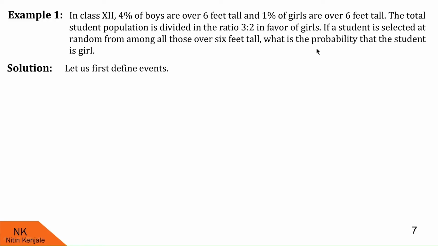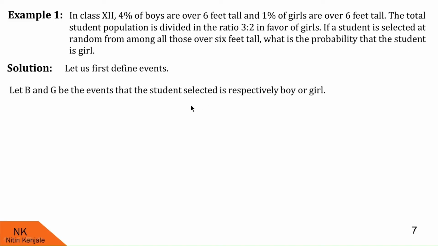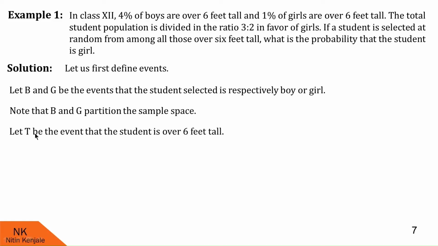Since we have to find the probability that the student selected is a girl, we will define events, say B and G, such that event B denotes the student selected is a boy and G denotes the student selected is a girl. Note that B and G both partition the sample space, because in the experiment of selecting a student, we have no other choice than a boy or a girl student. Therefore, B and G events partition the sample space. Now we define event T, which denotes the student is over 6 feet tall.